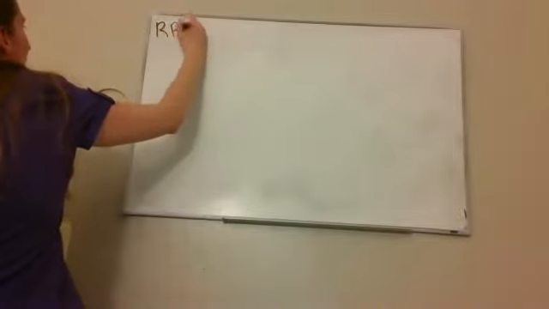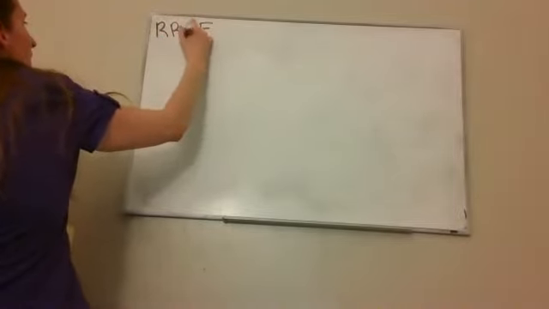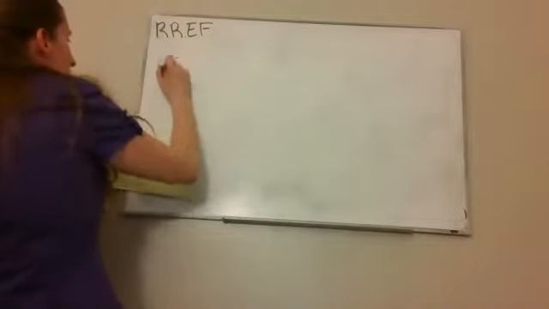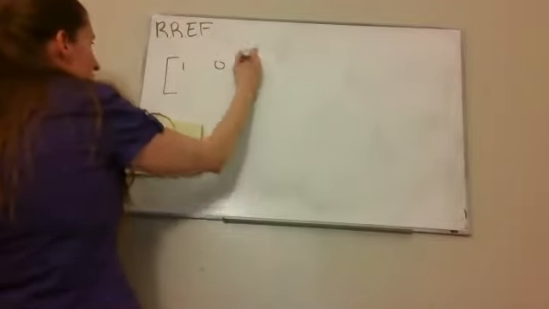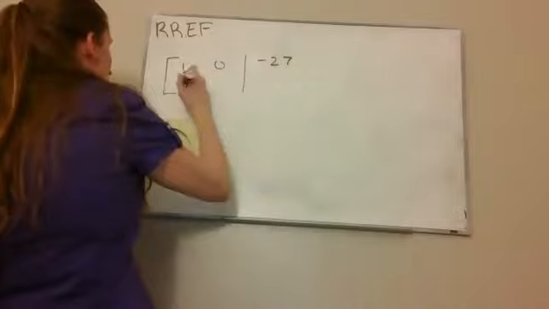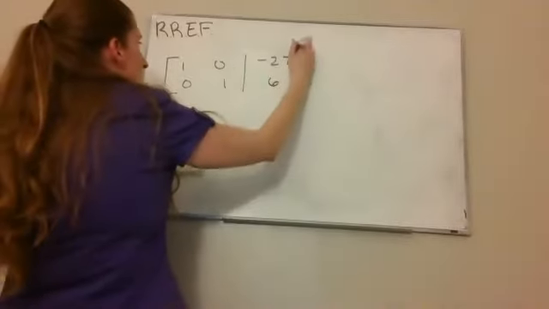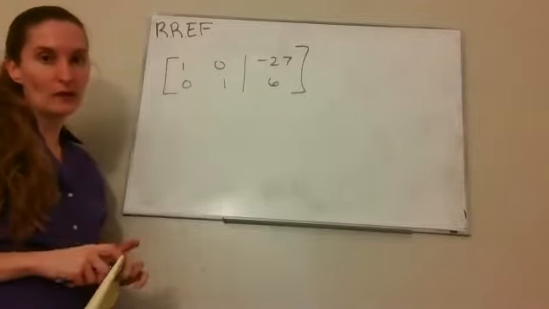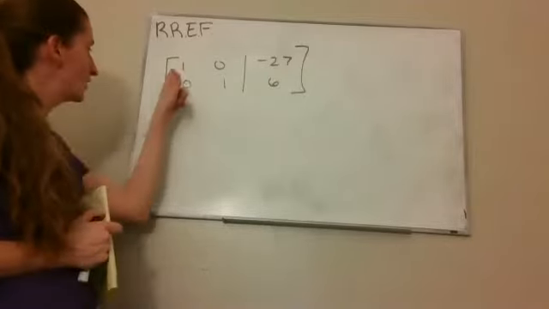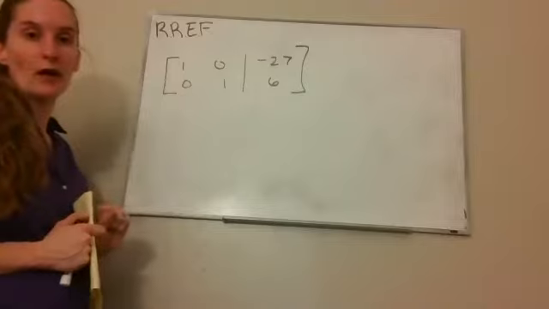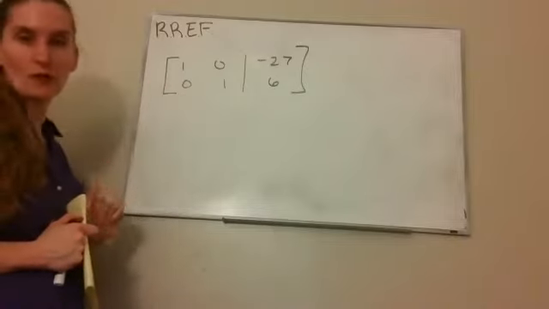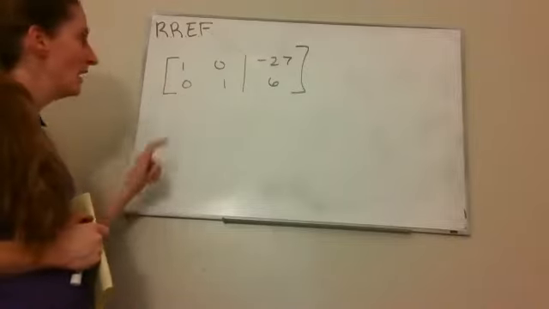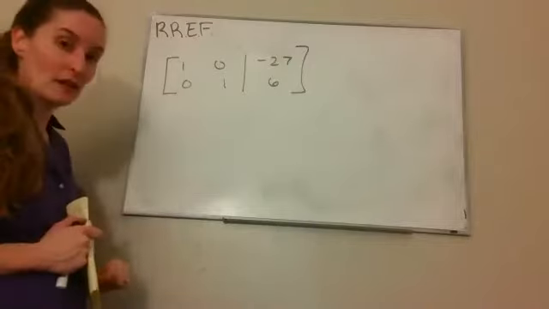So some examples in reduced row echelon form, which I'm going to abbreviate with RREF. Here's an example in reduced row echelon form. I don't have any rows that have all zeros. My leading entry of each row is a 1. They move further to the right as I move down, and above all of my leading 1s, I have a 0.